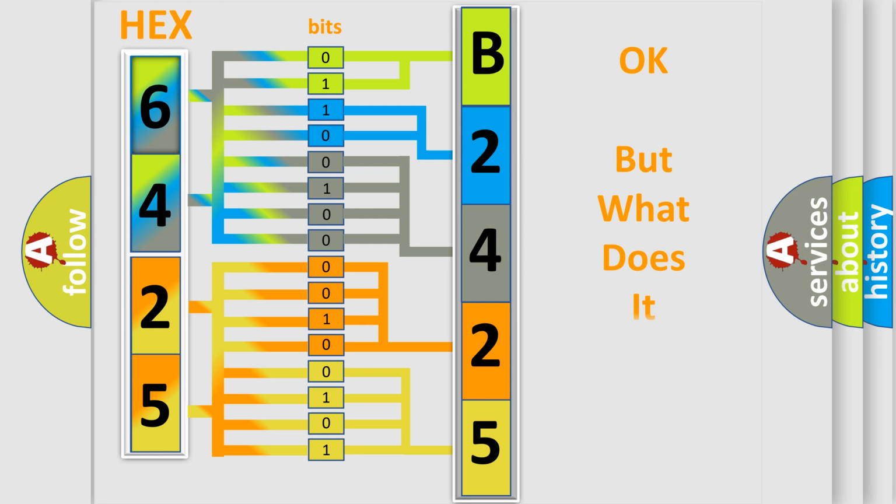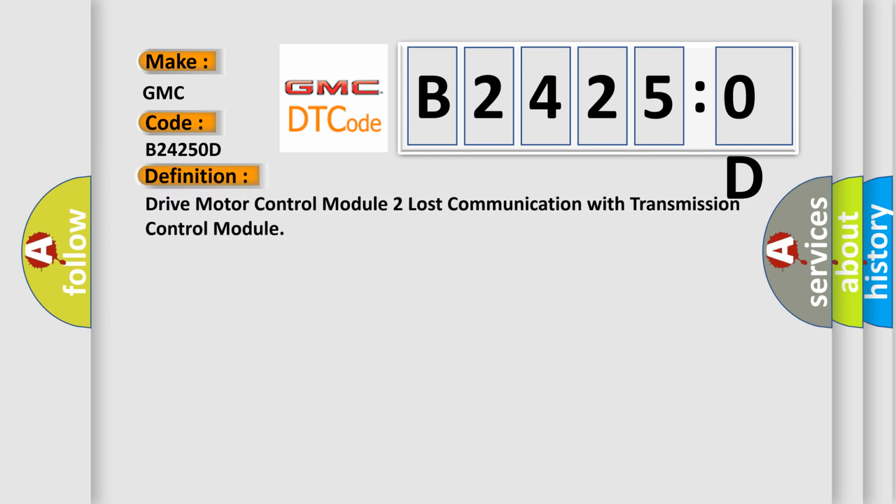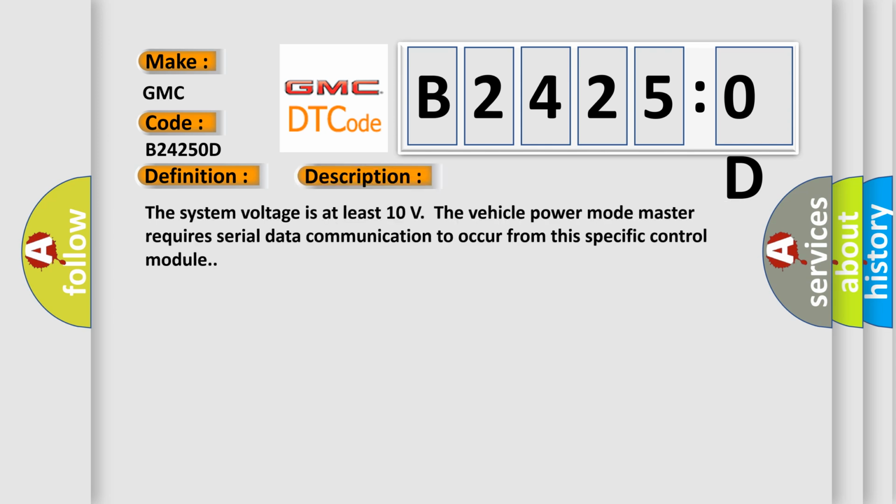The number itself does not make sense to us if we cannot assign information to what it actually expresses. So, what does the diagnostic trouble code B2425-0D interpret specifically for GMC car manufacturers? The basic definition is: drive motor control module 2 lost communication with transmission control module. And now this is a short description of this DTC code.